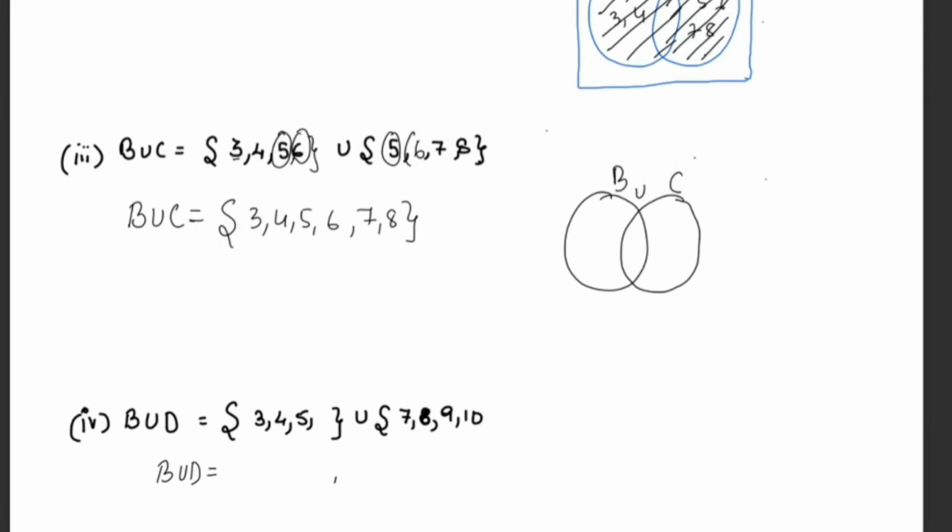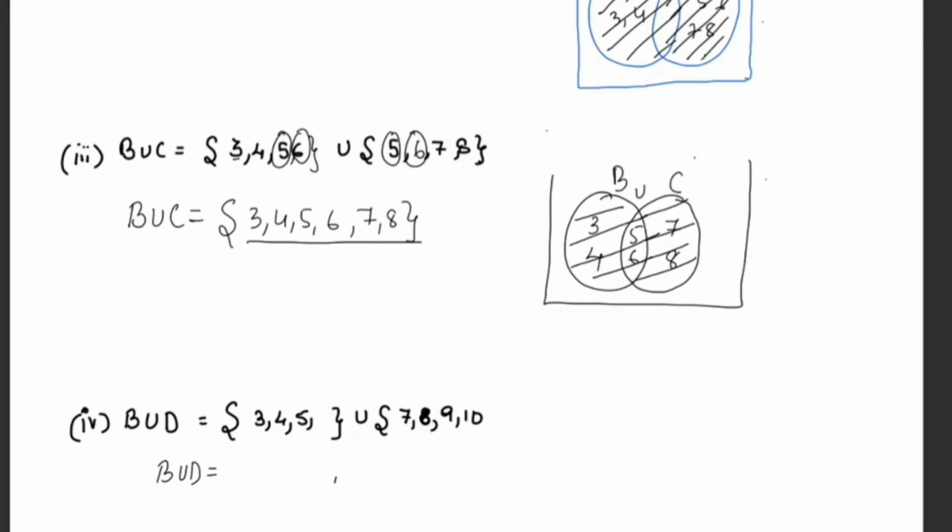What are common? First write it here for both. 6, what is there in B? 3 4 7 8. Where is the answer? 3 4 5 6 7 8. Shaded. Where is the answer? There is a shading. Keep this in mind throughout the chapter, it will help you.